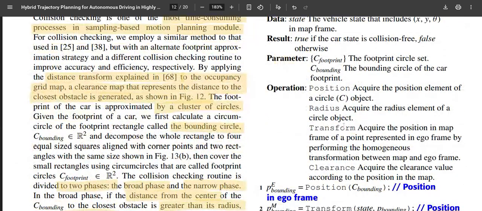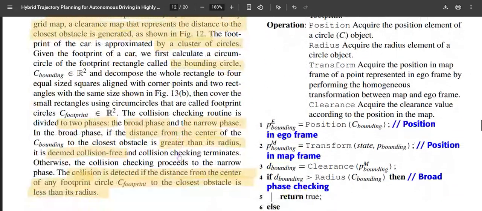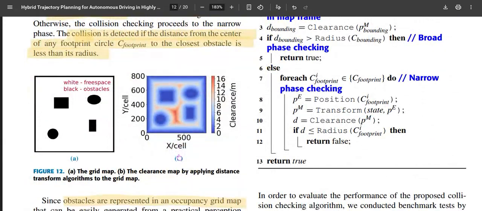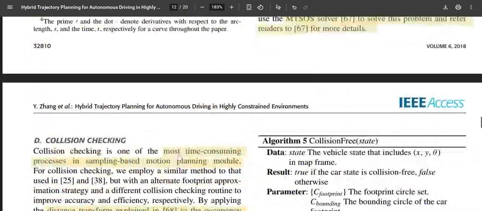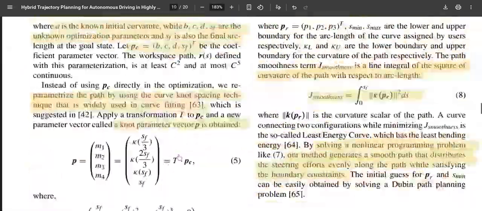Then they also say that based on the occupancy grid map, they have generated an efficient collision-based algorithm. So these are the contributions. One is the global path modifications as defined in this figure.